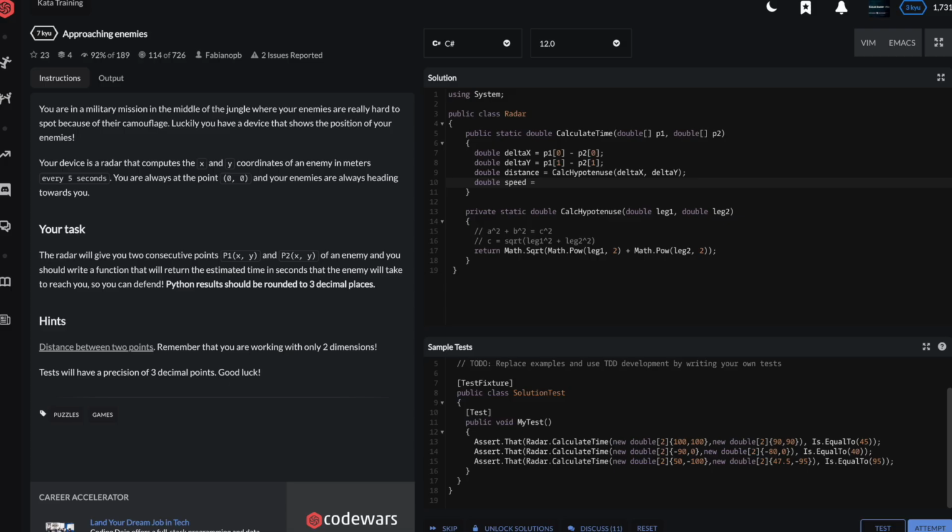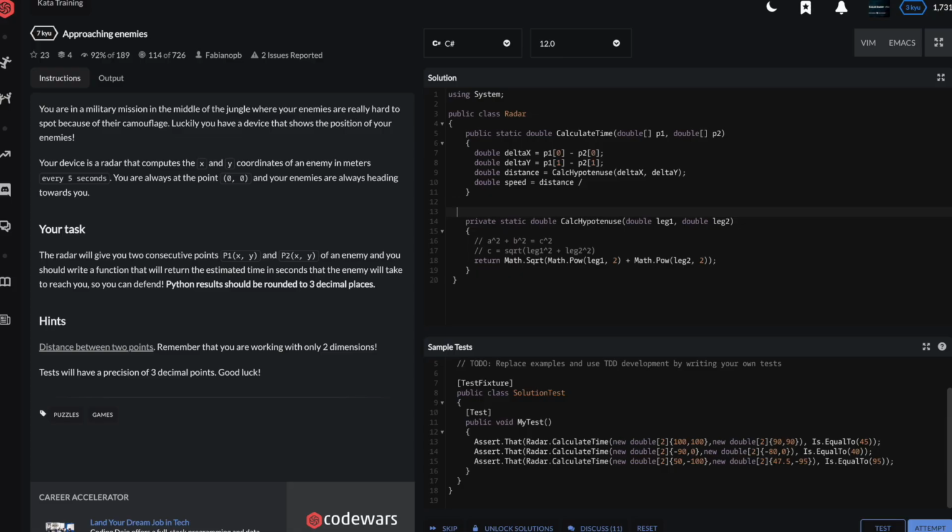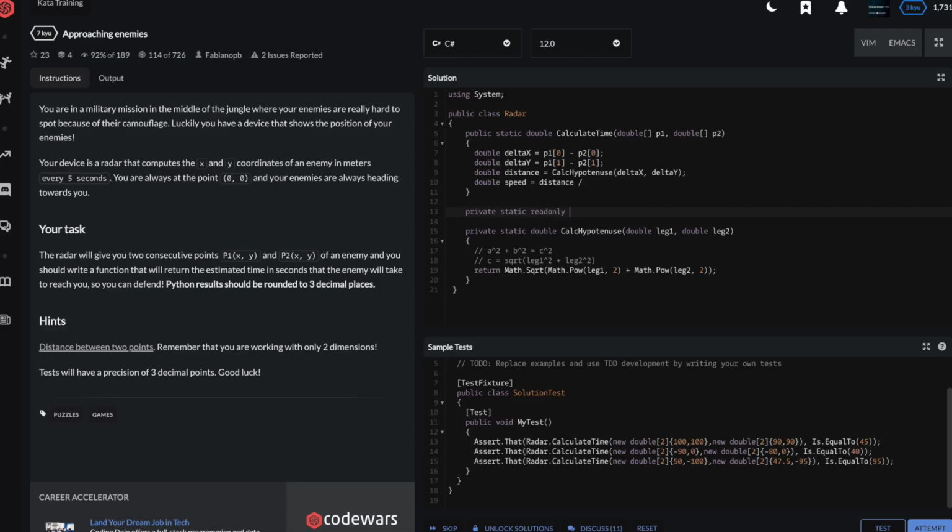Think of how we talk about speed in miles per hour if you're in America like me, or maybe kilometers per hour if you're somewhere else in the world. And so I'm going to say that distance we calculated divided by our time, which I'm going to try to follow a best practice here. I'm going to say private static readonly double, oops, spelling matters. I'll call it time interval. And that's the fixed interval they gave us, which was 5 seconds. Oops, semicolon. We're not writing English here.